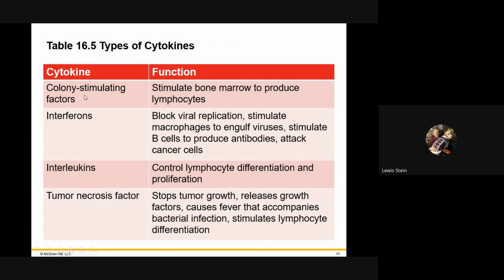I mean, think of what the helper T cell says. We have an invader. Okay, what do we have to do? We're going to need more troops. So the bone marrow is going to need to make more lymphocytes to fight this infection.